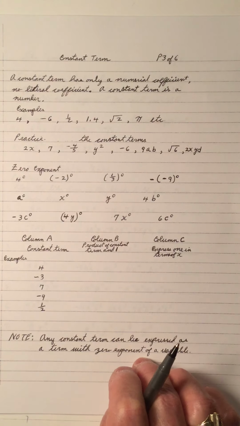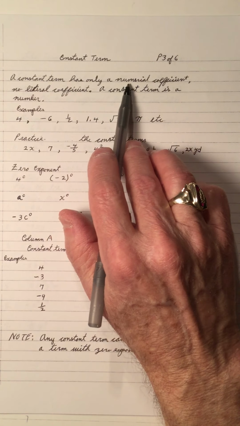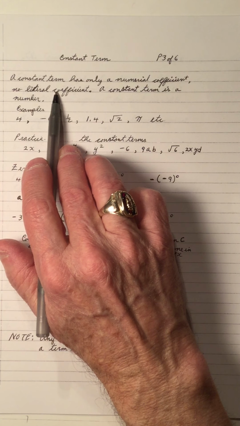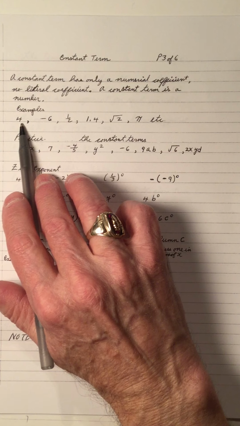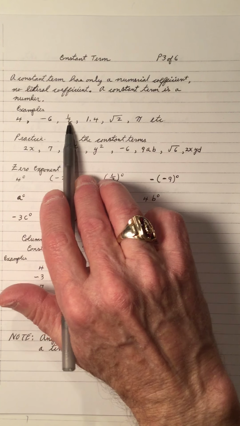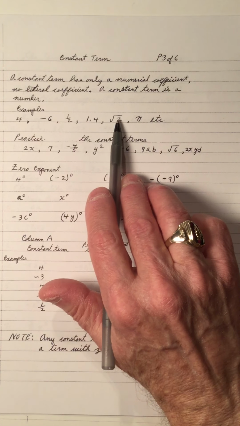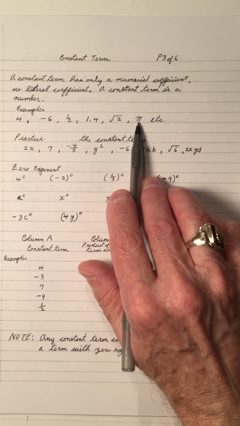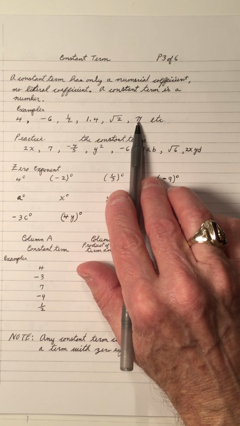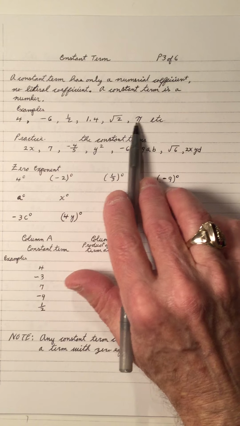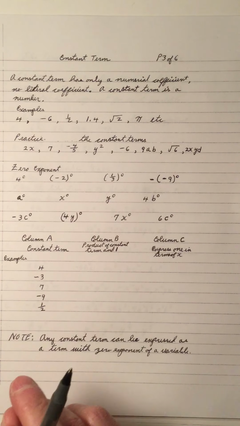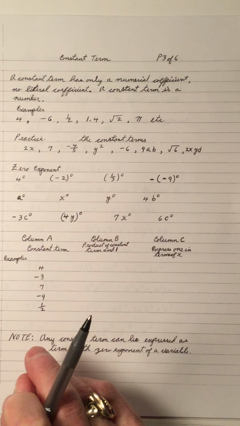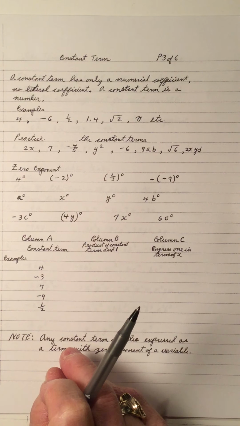Now, we have a term which we call constant. A constant term has a numerical coefficient and no literal coefficient. A constant term is a number, like 4, or negative 6, or a half, or 1.4, or square root of 2, or pi, which we know is approximately 3.14, but it's a number. There are no variables in these. So a constant term is just a number with no variables, no literal coefficients.